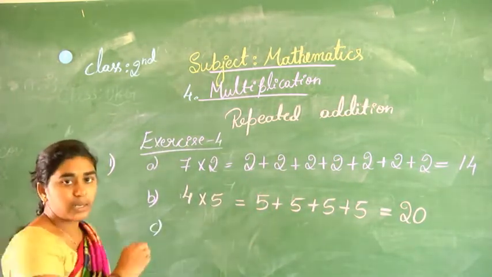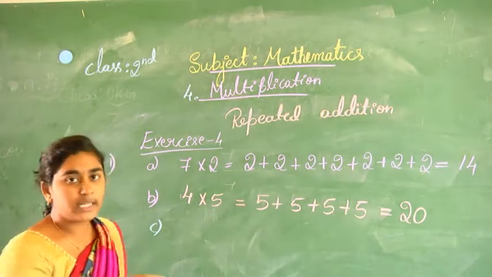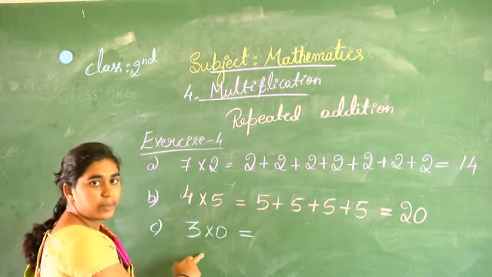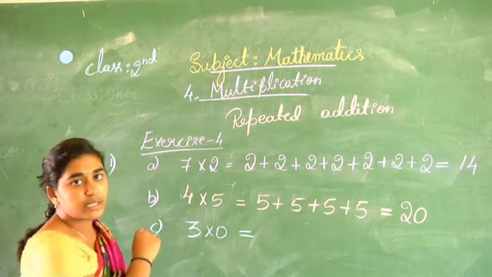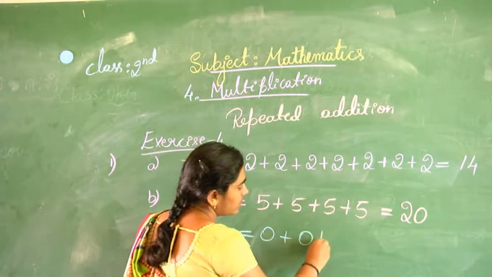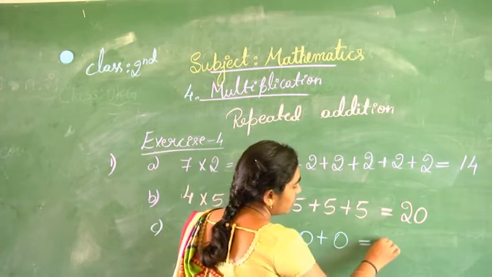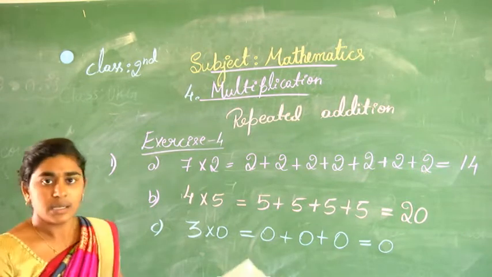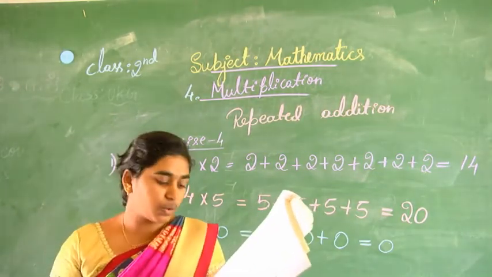And the third one we have is 3 times 0. As I told, zero multiplication. Any number multiplied with 0 will give the answer as 0, right? 0 plus 0 plus 0. The answer will be 0. However many times it may be, the answer is 0. Now solve the next two questions.